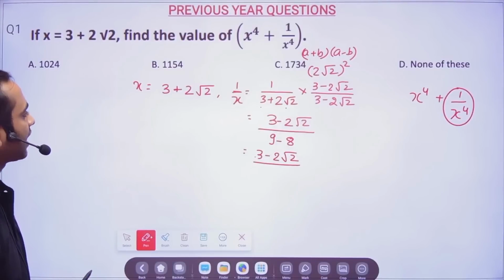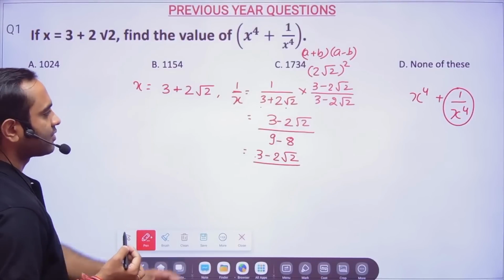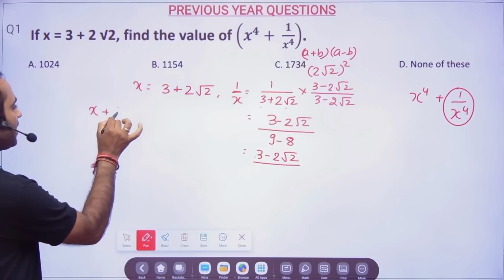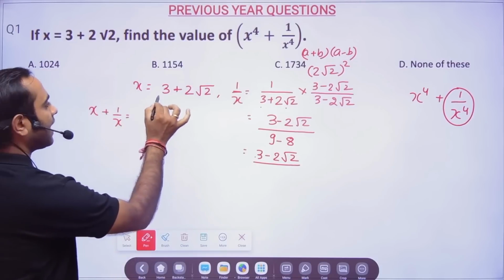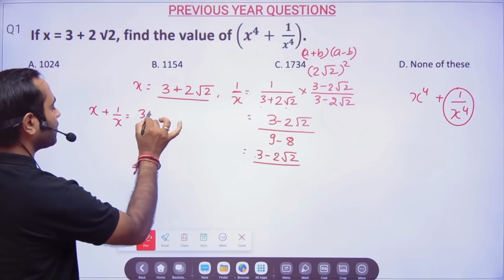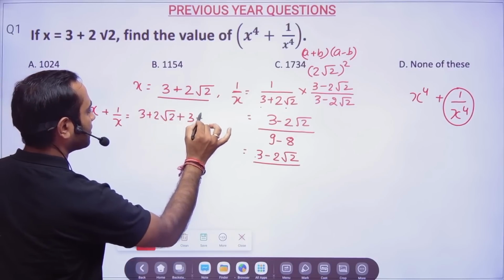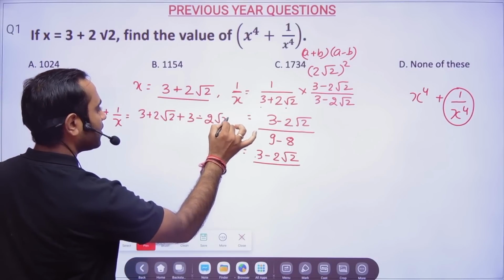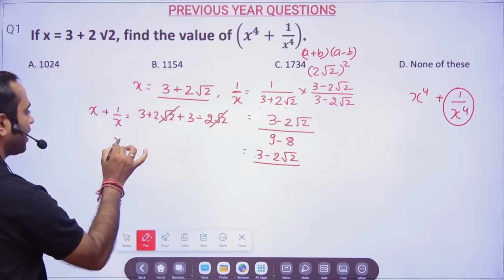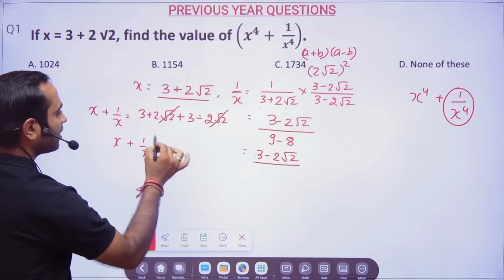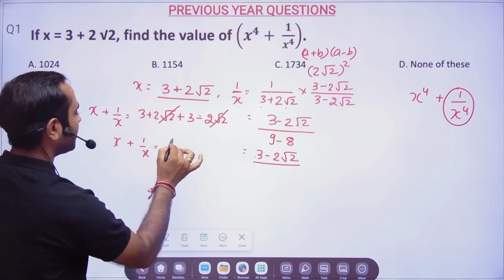You got x, you got 1 by x. Now, friends, x plus 1 by x you can get. x is 3 plus 2 root 2 and 1 by x is 3 minus 2 root 2, so this and this cancel. x plus 1 by x is equal to 3 plus 3, which is 6.